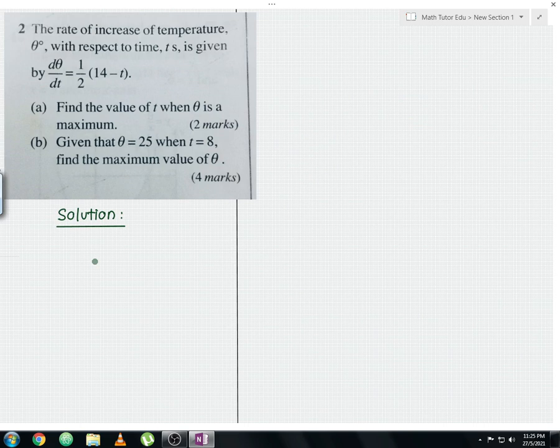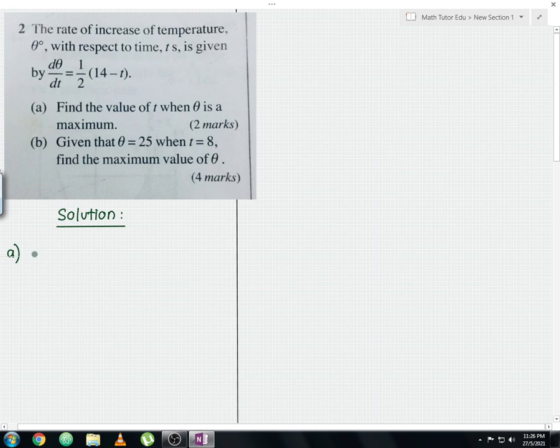Let us begin our discussion for part A, where they ask us to find the value of t when theta is a maximum. Okay, so in order to find the value of t when theta is a maximum, we need to set our turning point value, guys. In the question they already give us that d theta over dt is equal to 1 over 2 in the bracket 14 minus t, close bracket. Okay, let me write over here question part A.